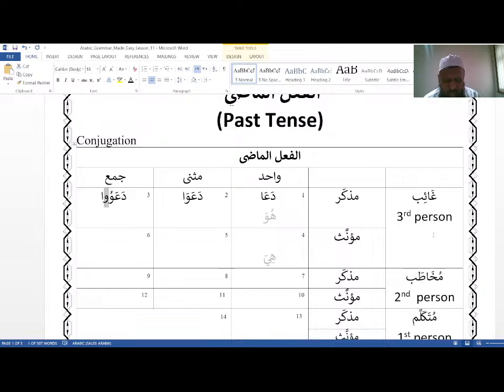So in reading, we also call this a mad letter. In reading, we call a mad letter to stretch. So remember, when wow or ya as a mad letter comes with the original wow or ya, the original wow and ya drops. So you remain with da'aw, da'aw. The wow will have a sukun. We've got the first 3 sigas: da'a, da'awa, da'aw.